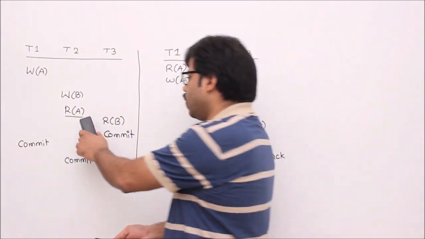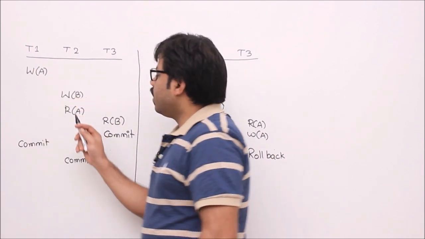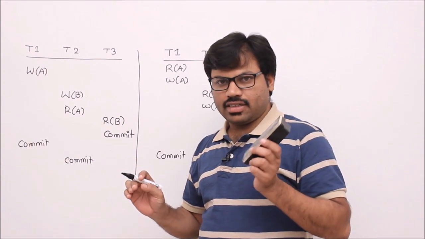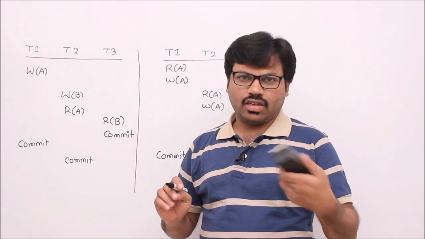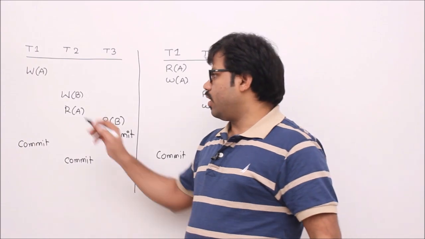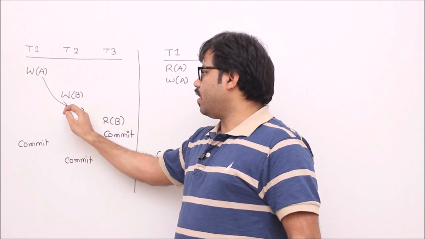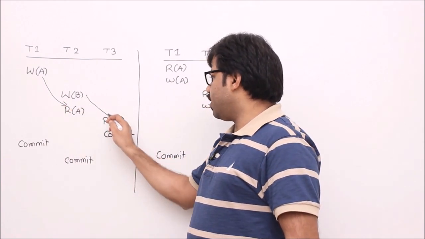First of all, we start with this one. So here there are two database items, one is A, one is B. Now we have to focus on dirty reads. Only because of dirty reads, this concept of recoverability evolved. That's why we focus directly on dirty reads. Write A to read A, dirty read. Now write B to read B, dirty read.